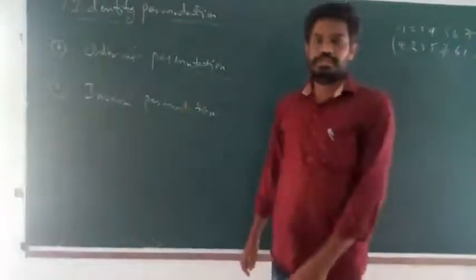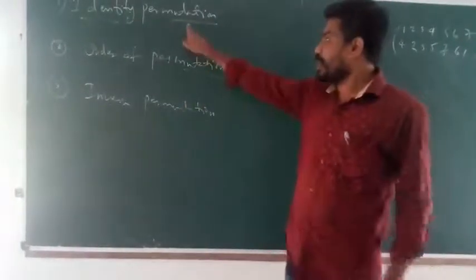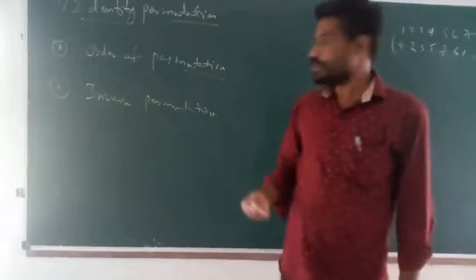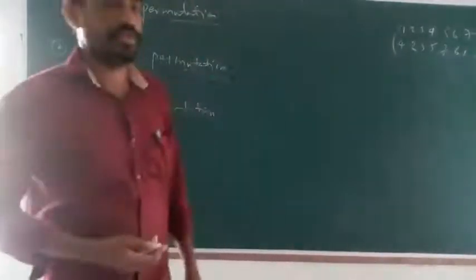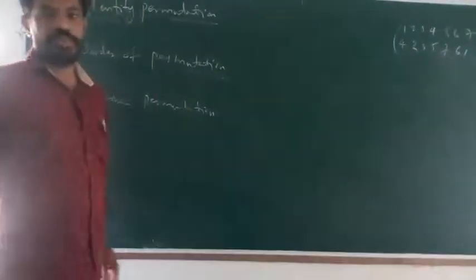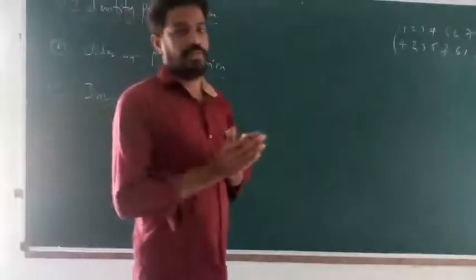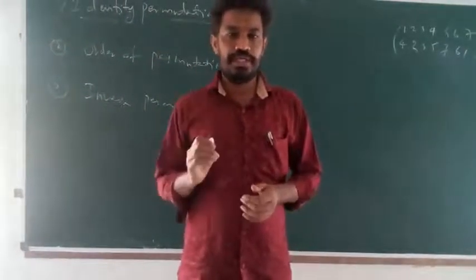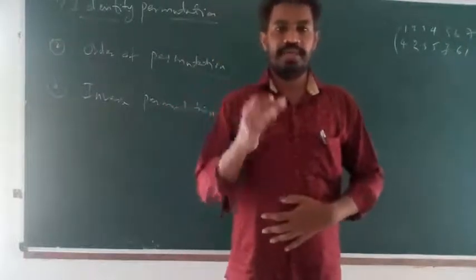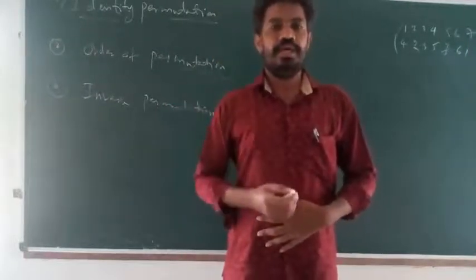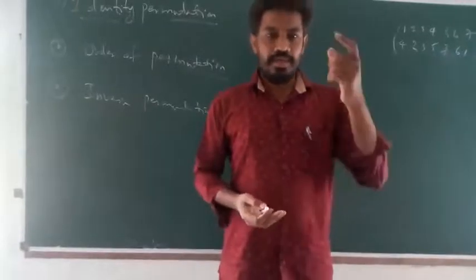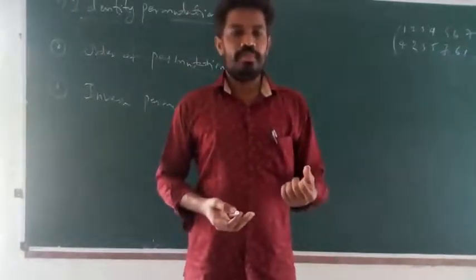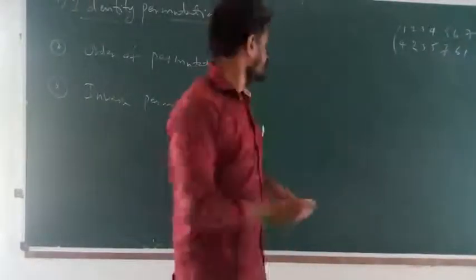So, students, today's topics are the definitions of identity permutation, order of permutation, and inverse permutation. What does identity permutation mean? You can select any permutation. Example: F is equal to first row a1, a2, a3, and second row also the same elements a1, a2, a3. That is called an identity permutation. The domain elements and codomain elements have the same values.